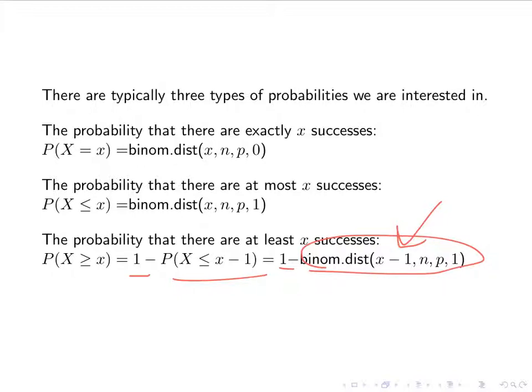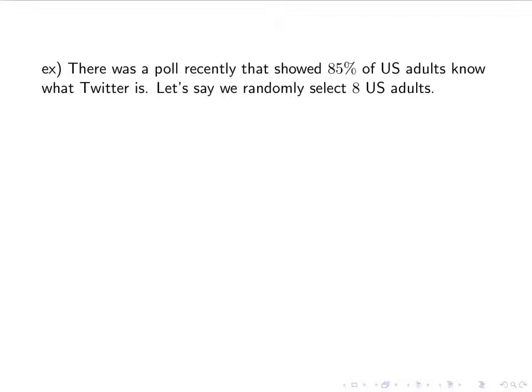So we'll do a couple of examples. The first one says, there was a poll recently that showed 85% of U.S. adults know what Twitter is. Let's say we randomly select 8 U.S. adults. So the first thing we have to ask ourselves is, is this a binomial distribution? And the answer is yes.